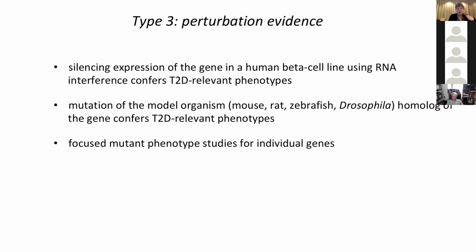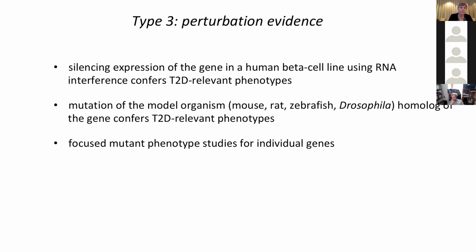Finally, the perturbation evidence. They looked at a large-scale study from Anna Gloyn's lab, where they did RNA interference to silence a set of human genes, a candidate set. And if that silencing conferred T2D relevant phenotypes, that was considered to contribute to these scores. They also looked at a bunch of model organism databases to look at the mutant phenotypes conferred by mutation of the homologs of a human gene. And if it conferred T2D relevant phenotypes, that contributed to the score. And finally, they looked in the literature to see if any focused mutant phenotype studies had been done for these individual genes.